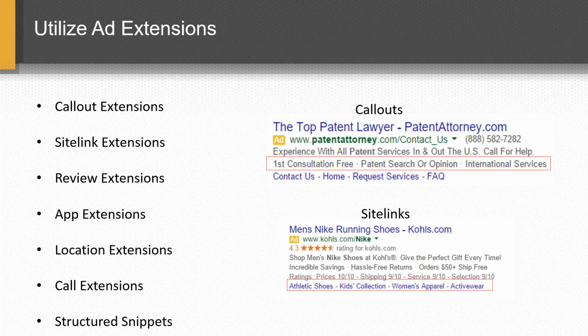Callouts are added text that highlight what makes your website or business different, usually promotions and benefits. Site links give the searcher more links to click and to take to different landing pages. For example, if the searcher typed in men's Nike running shoes and got this ad, but they decided they wanted to look at women's apparel or a kids collection, they can go to those specific landing pages by clicking the site links.